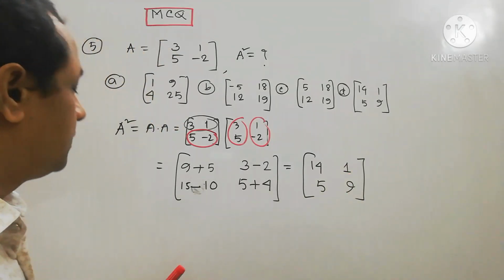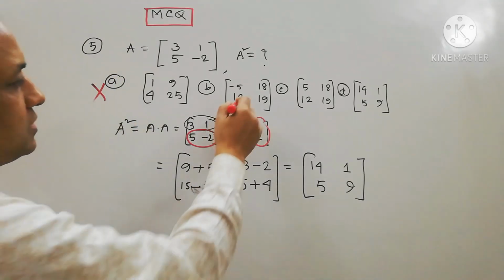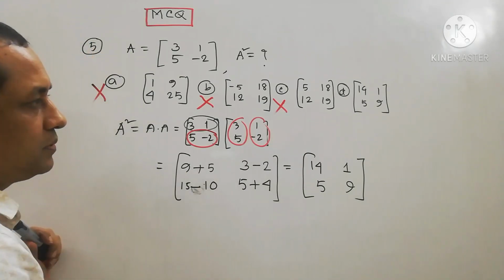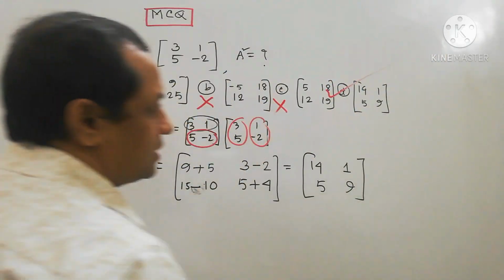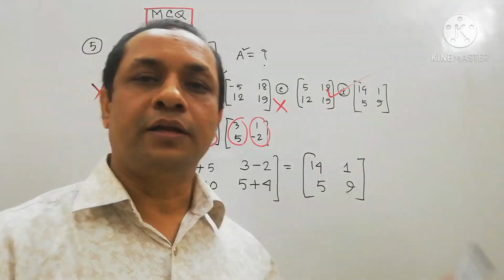So student, here option number A is not correct. This is not acceptable. Option B, option C are not acceptable. So here the correct answer is option D, 14, 5, 1 and 9.